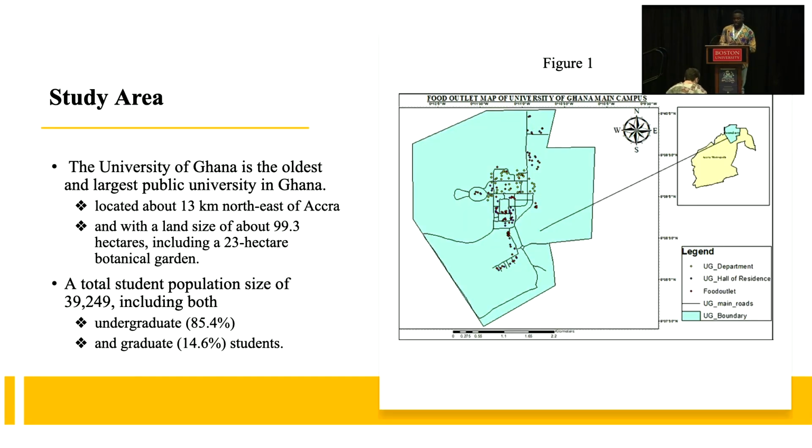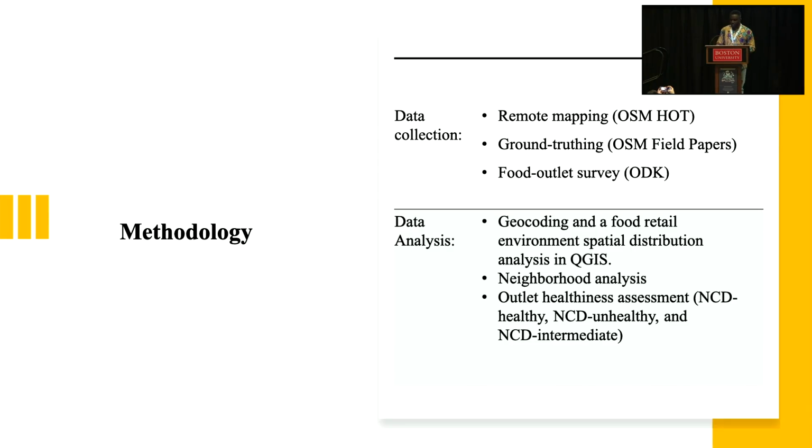So the study area is the University of Ghana, which is shown in Figure 1, the largest and the oldest public university in Ghana. And within the campus, we have a botanical garden. And as of 2020, the total population of this university was 39,249, including undergraduate students and graduate students. With the methodology, we adopted a systematic approach.